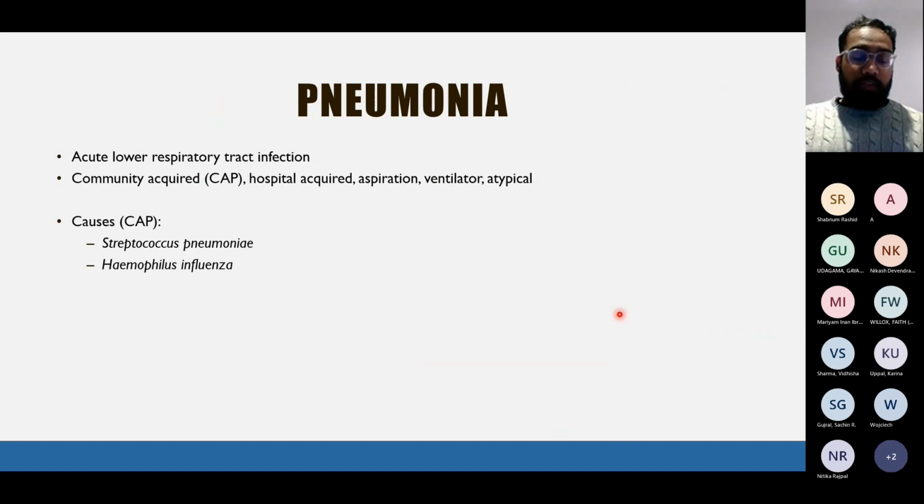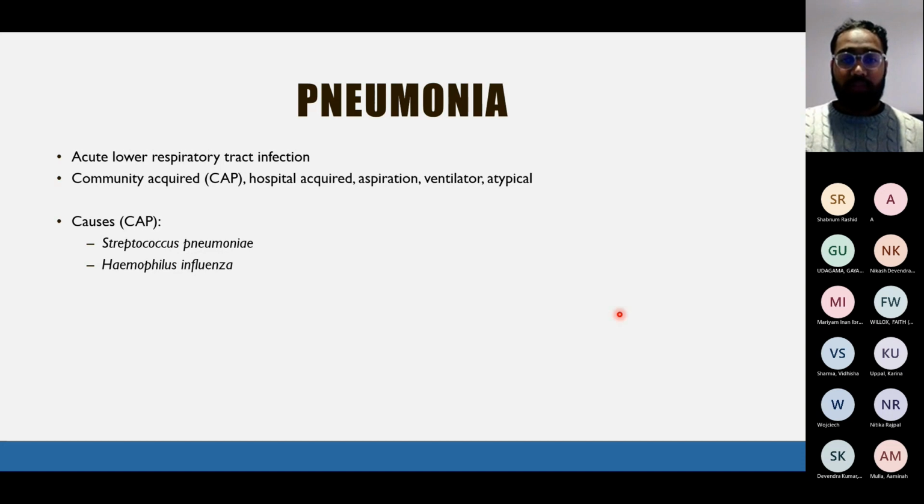Pneumonia is an acute lower respiratory tract infection. There are loads of different types. The most common type is community-acquired pneumonia. You can also get it if you have prolonged stays in the hospital, which we call hospital-acquired pneumonia. If you've been on a ventilator for ages, you can get specific pathogens from the ventilator equipment.